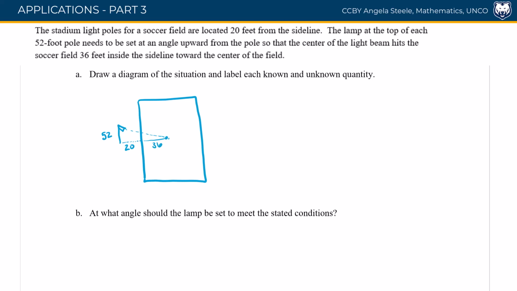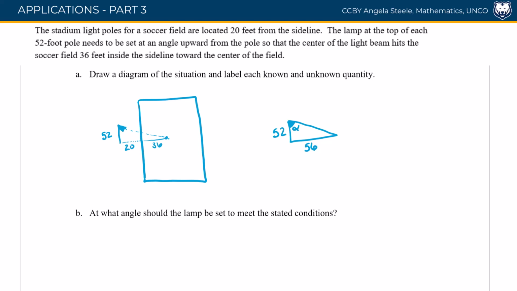Okay, and so when we look at this, we end up with a nice triangle that has a vertical height of 52, a horizontal height of a total of 56. Okay, and then the question is, what angle should the lamp be set to meet these conditions? Meaning we want to know what angle we should change this lamp to make sure that it's hitting right at the center of that field. So we are looking for this angle of our triangle. I'm going to go ahead and call that alpha. Doesn't matter what you call it. If you called it theta, that's fine.